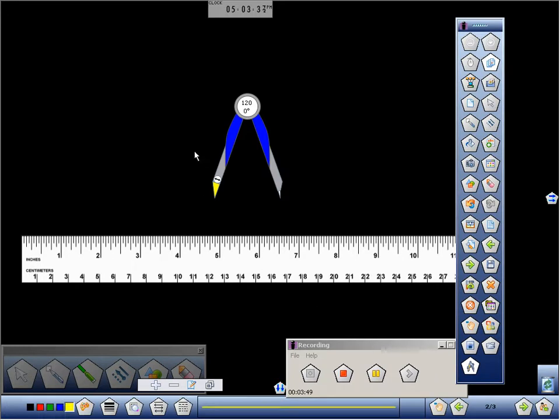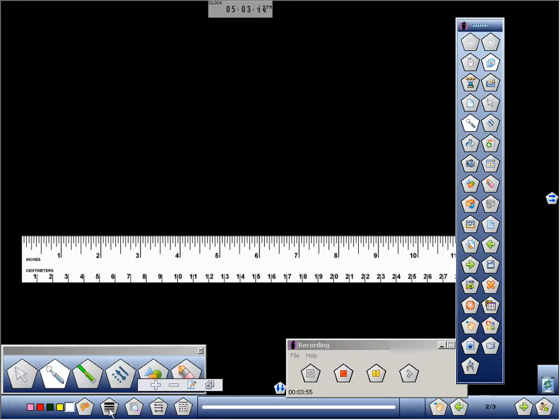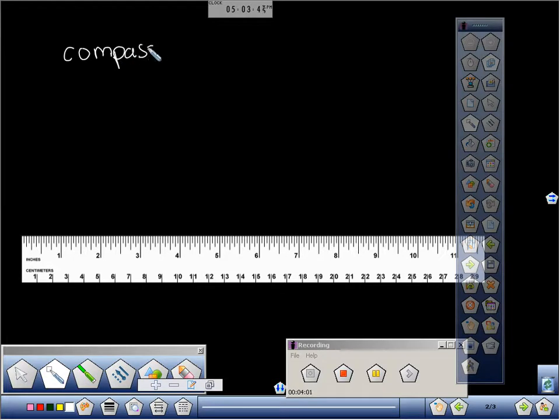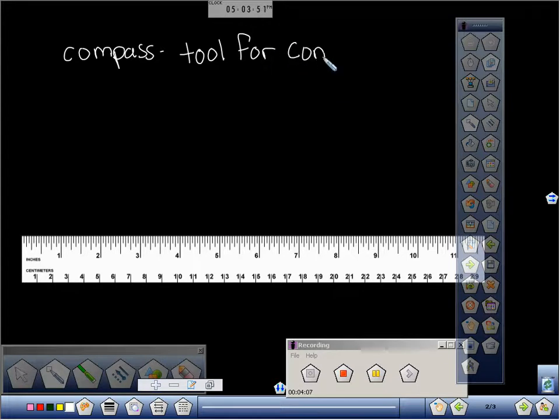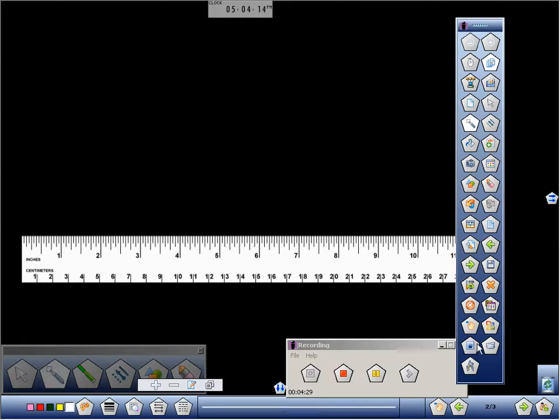So I'm going to need a compass. Oh, and you say, what is a compass? Now here's where you can write some notes down. A compass is a tool for constructing circles. I'm sorry that's so sloppy. If you need to pause right now to write that down, pause away, and I'm just going to keep going. Okay, so I'm going to erase that. I don't need it there anymore, and I'm going to get my compass.